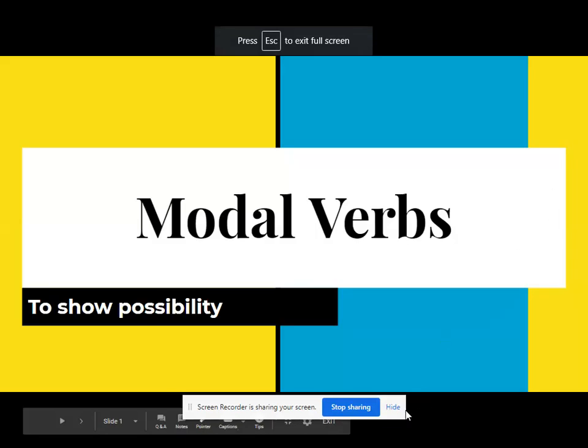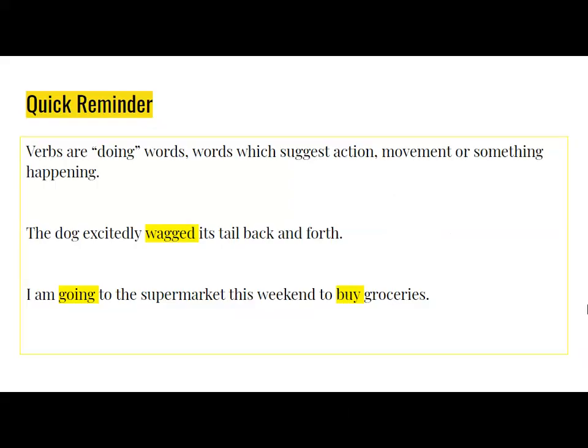Welcome to this lesson on modal verbs to show possibility. Quick reminder, if it's needed, verbs we often refer to as doing words. They're words which suggest action, movement, or something happening. For example, in the sentence below, the dog excitedly wagged its tail back and forth. You can see wagged is the verb, it's the thing that is being done.